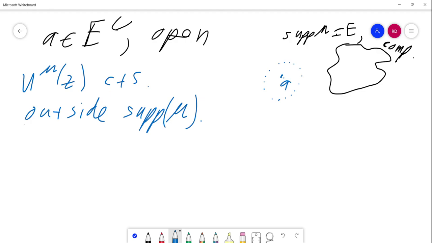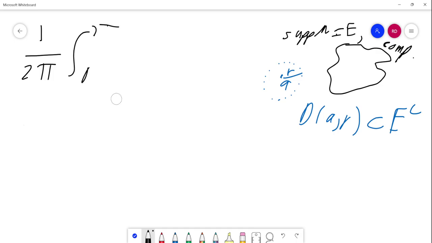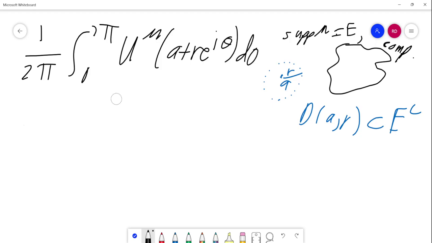All right, so here's A. There exists some R such that D of A, R is contained in E complement. So let's evaluate the thing we started with, the thing we were trying to figure out. What is 1 over 2 pi, the integral from 0 to 2 pi of u to the mu of a plus r e to the i theta, d theta? That is, we're going to integrate the potential function on the outside of that blue disk that I drew.